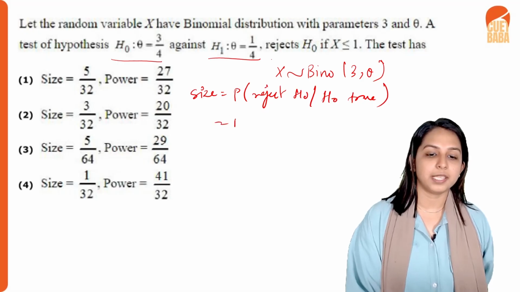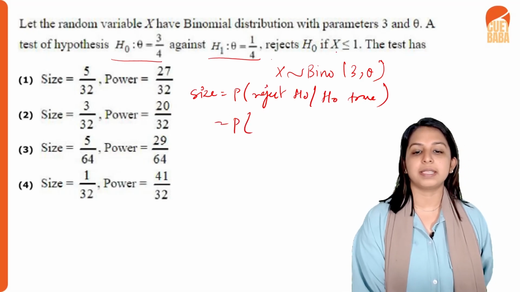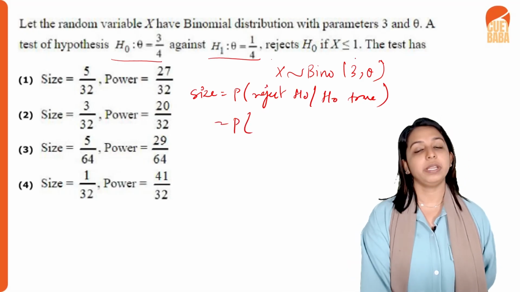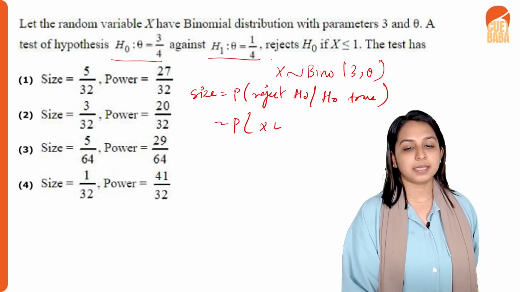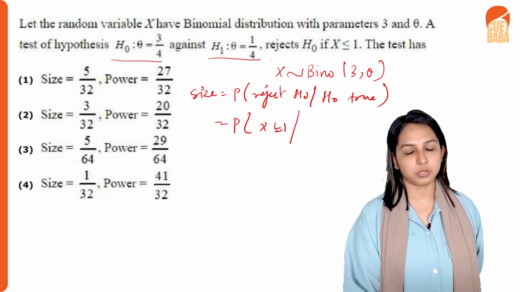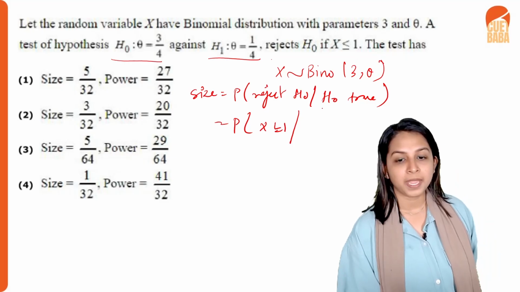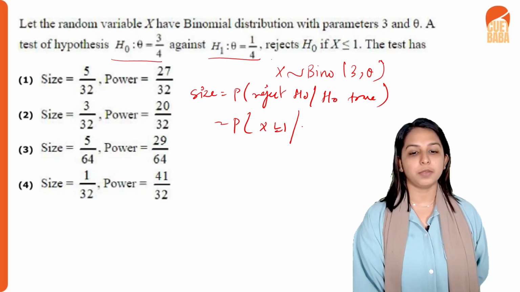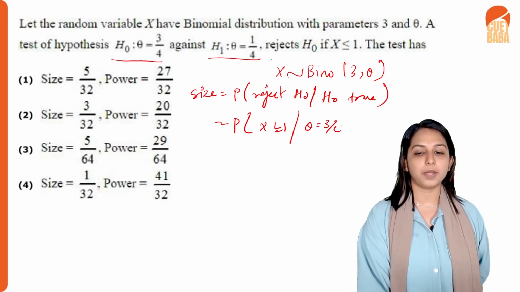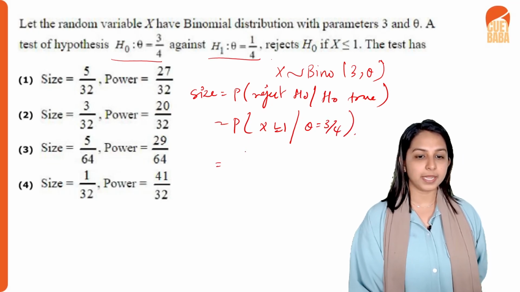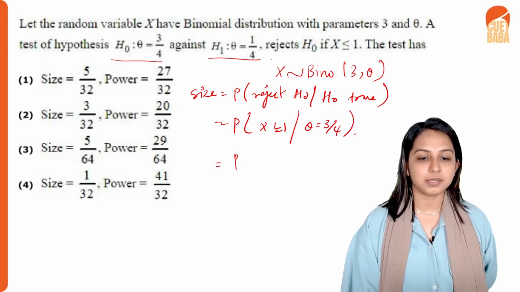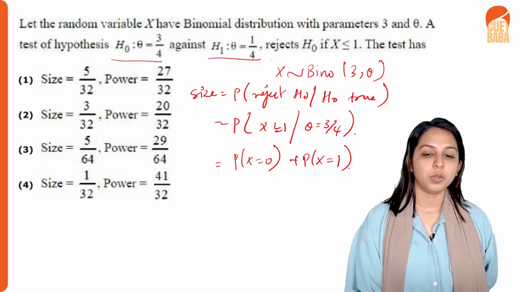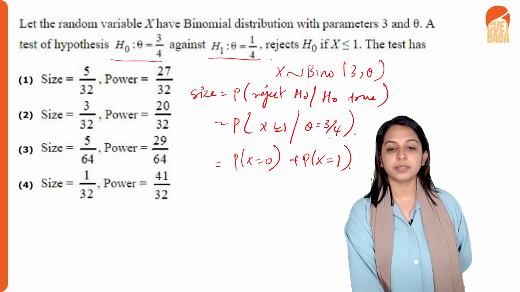So we can write it as probability of rejecting H0 if x is less than or equal to 1, which is already given in the question. So x less than or equal to 1 given H0 is true. H0 is true when theta is equal to 3 by 4. So x less than or equal to 1 means probability of x equal to 0 plus probability of x equal to 1 given that theta is equal to 3 by 4.